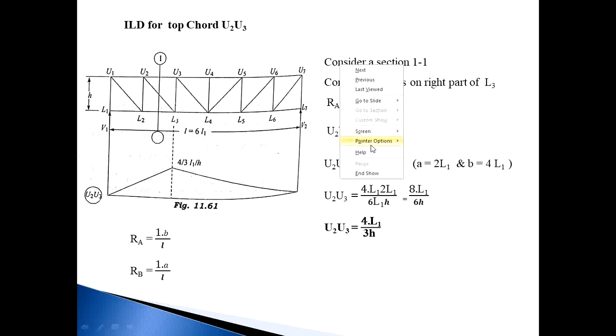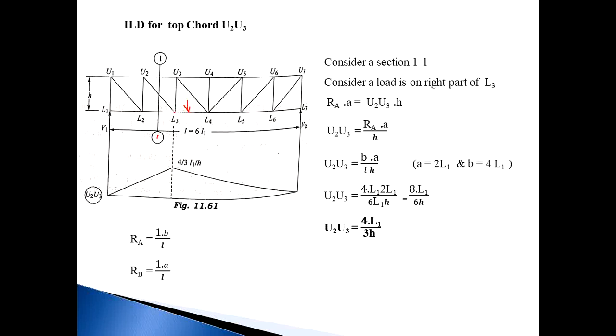Now consider the load on the right part of L3, means the load moves to the right of L3. Due to section 1, the truss splits into two parts, left and right. On the right side the number of forces is 2, that is the unit load and reaction RB, and on the left side there is only one reaction, that is RA. So I consider the left side.